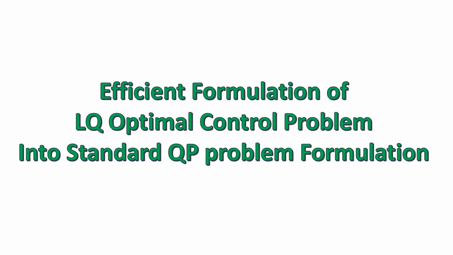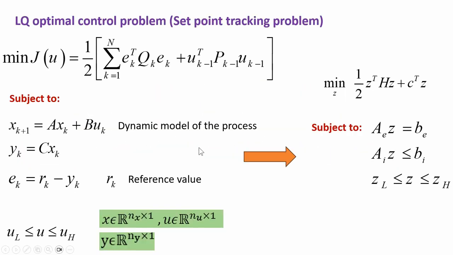Hello and welcome. In this video we will talk about how we can formulate an LQ optimal control problem into a standard QP problem, but very efficiently. In the last lecture we learned about LQ optimal control problems, and there we took into account a set point tracking problem formulation. Now let me rewrite the equation for the LQ optimal control problem, just for simplicity.